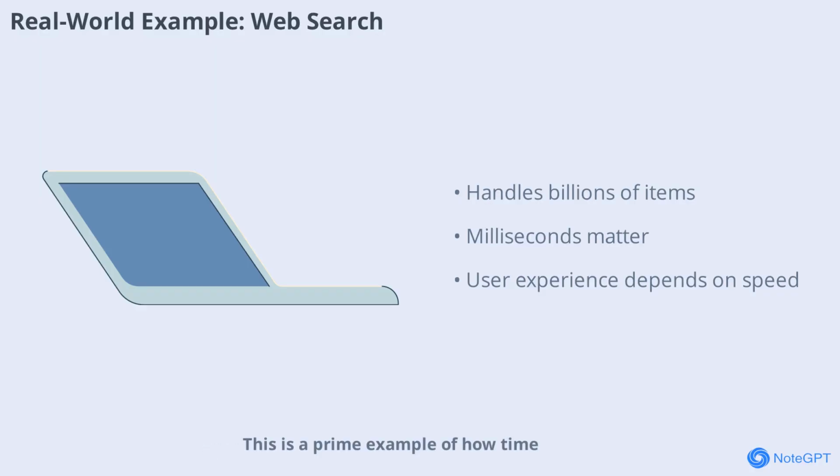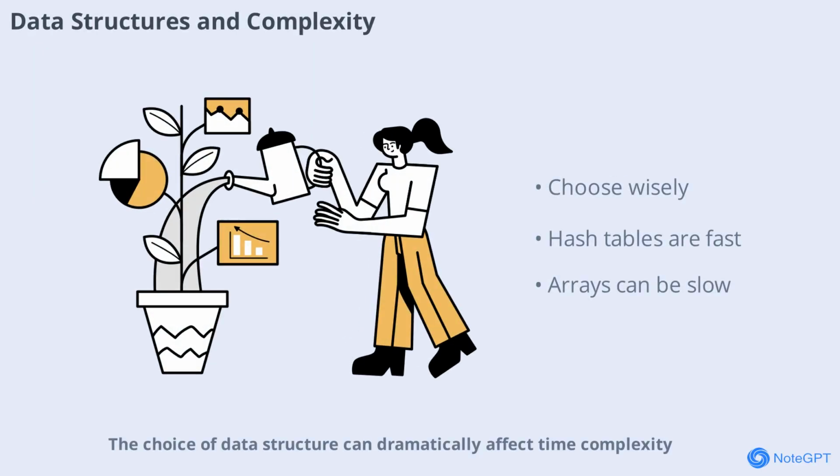This is a prime example of how time complexity impacts user experience on a massive scale. The choice of data structure can dramatically affect time complexity. For example, searching in an unsorted array is O(n), but in a hash table it's O(1) on average. Picking the right data structure is as important as choosing the right algorithm.